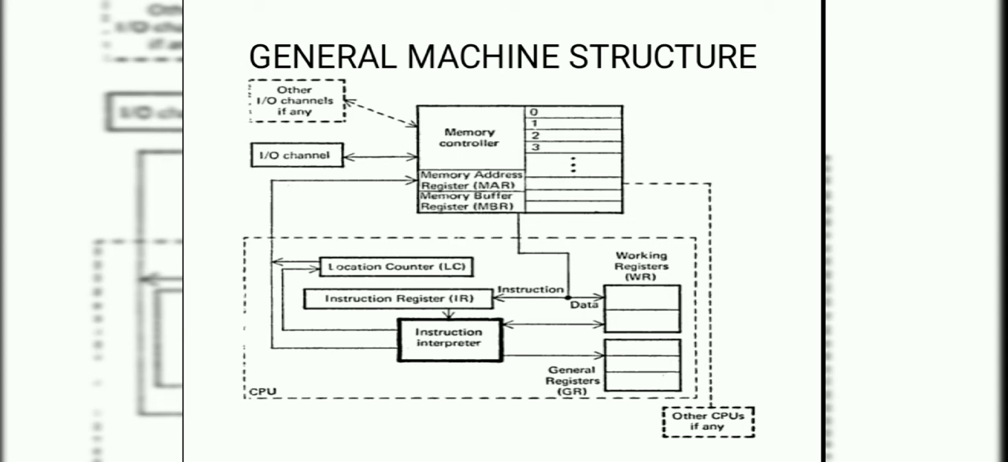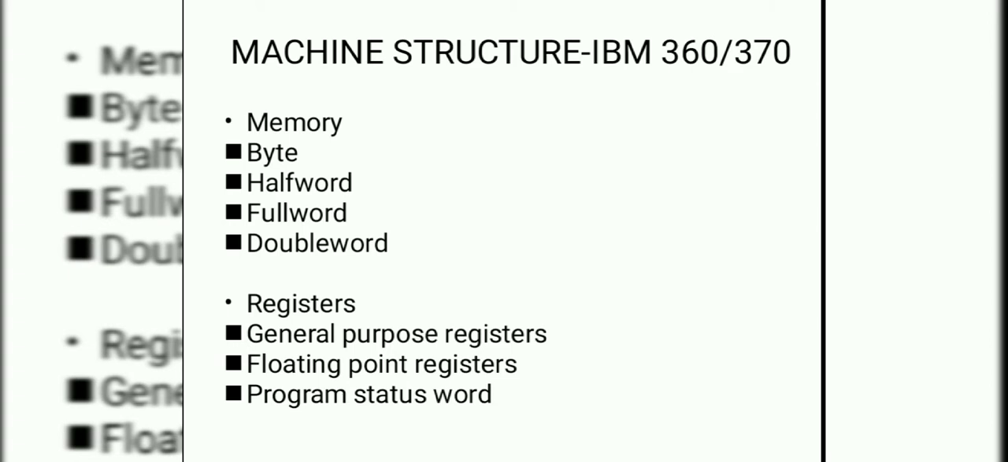This CPU interfaces with memory through MAR and MBR. The role of input-output channels is to input and output information from memory. Here are a few components included in the General Machine Structure of IBM 360 and 370.